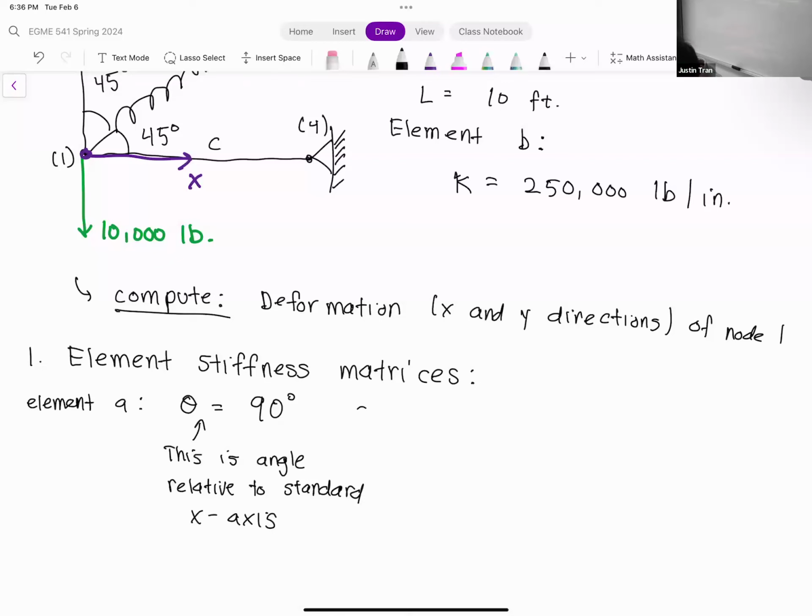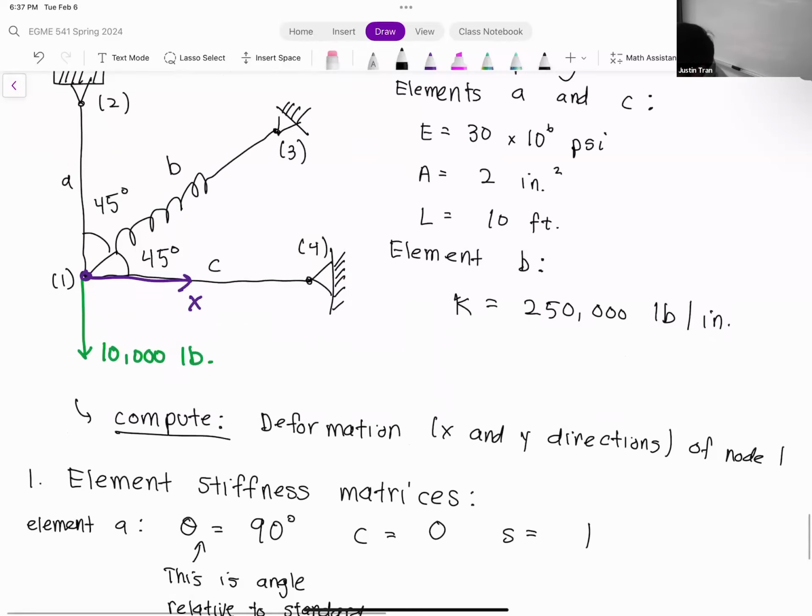All right, and so with theta equal to 90 degrees, we can go ahead and compute cosine. Cosine of 90 degrees is 0, nice and easy. And then we have sine of 90 degrees, which is positive 1. This is really nice, and when you have zeros here, basically any term that involves cosine is going to be 0.